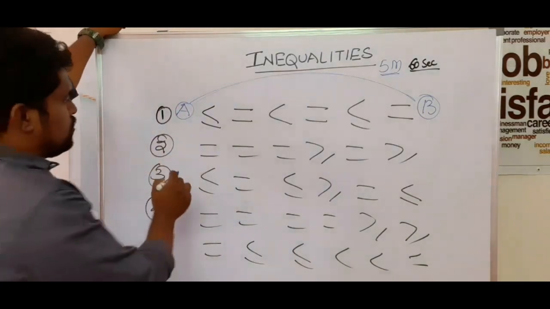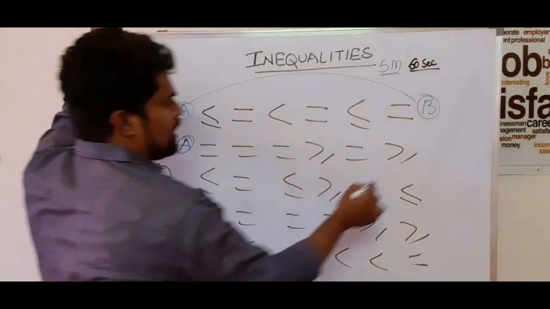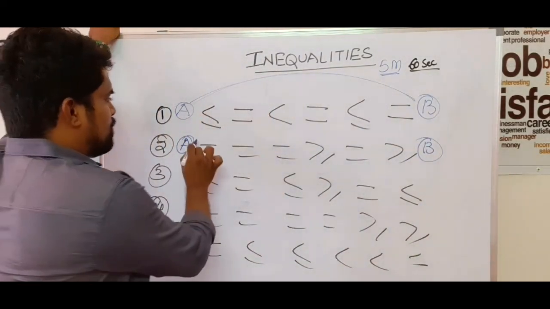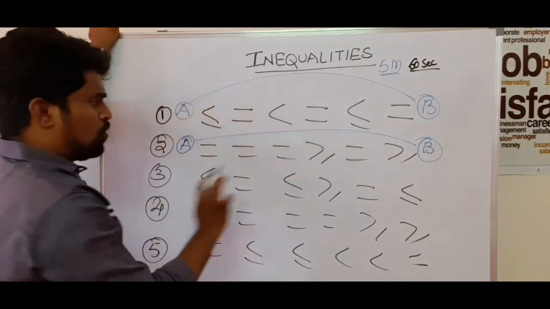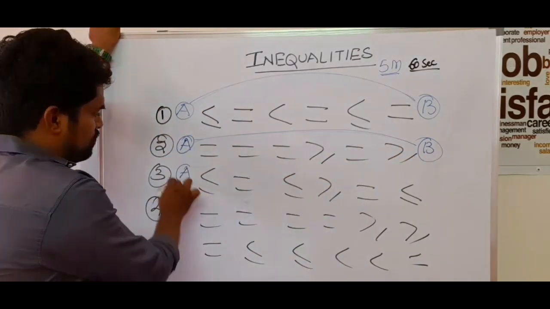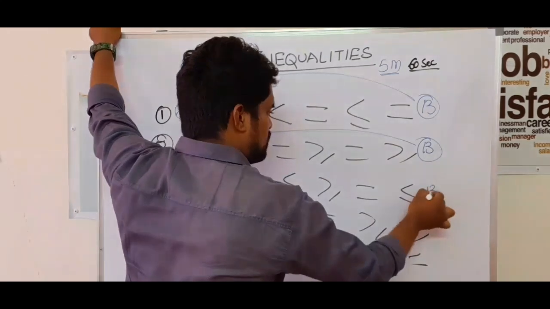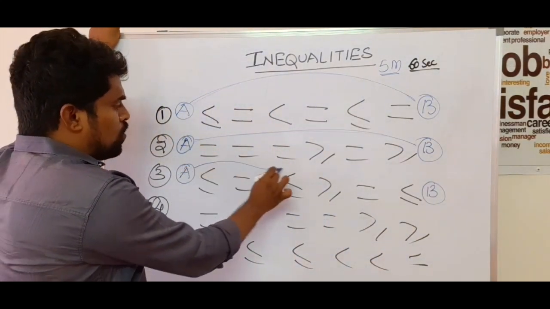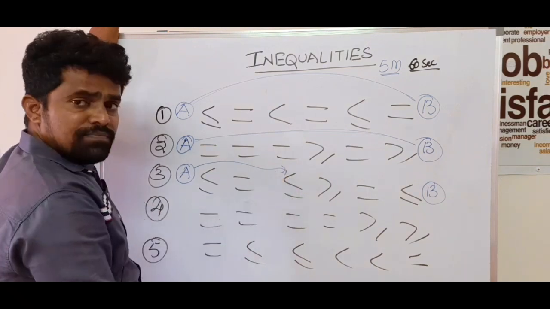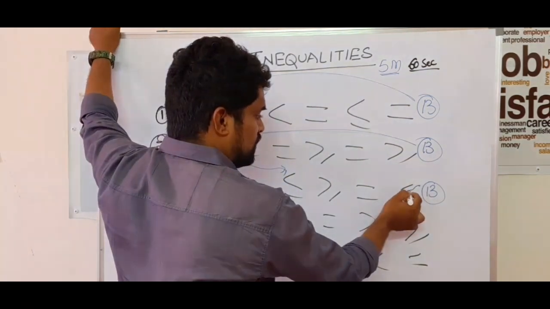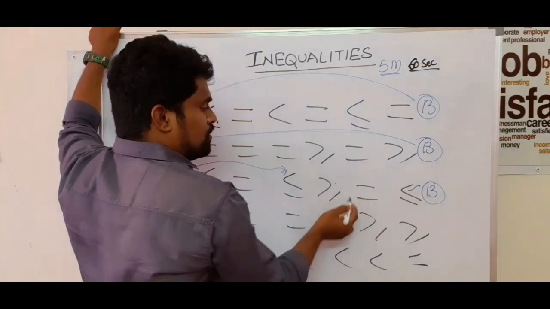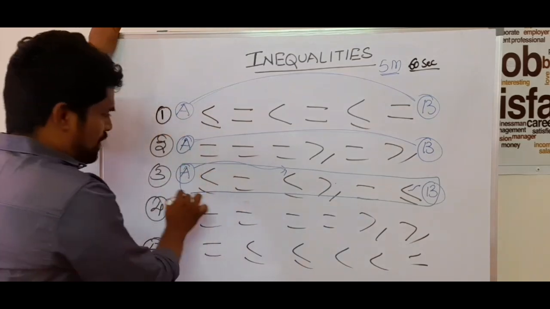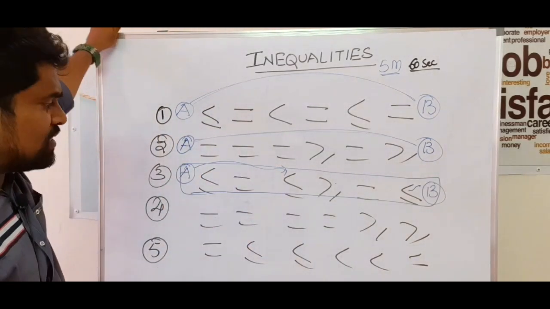In the second diagram also, A is here and B is here. There are no obstacles, so both can meet each other. In the third diagram, just assume A is here and B is here. If you observe carefully, A can go only from here to here, and B can go here only, and they cannot go across. So in this diagram there is some obstacle, disturbance, hurdle. Yes, there is some hurdle.